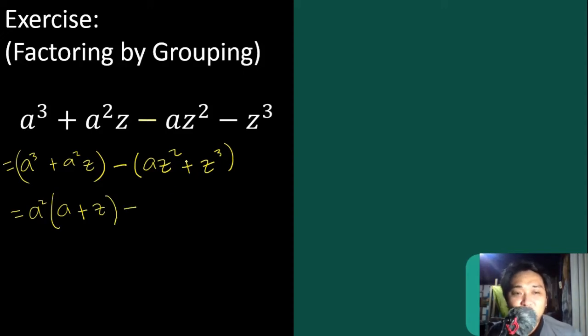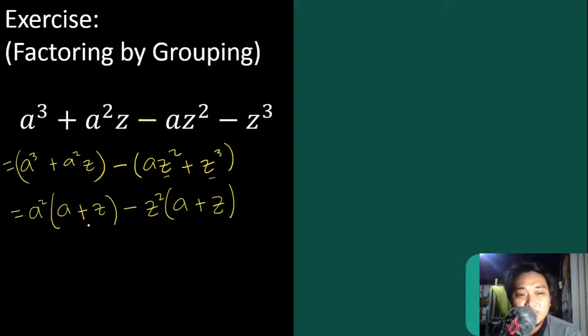Minus, dito naman, may z dito, dito dalawa, dito tatlo. So, ilalabas natin is dalawa lang kasi kailangan patas yung dalawang term. So, z squared, ang matira sa loob is a, plus, kanina tatlong z yan, nabawasan ng dalawa, so isa na lang, z raised to 1.